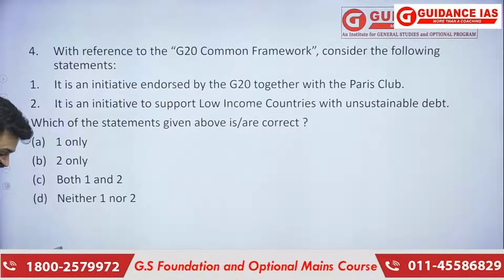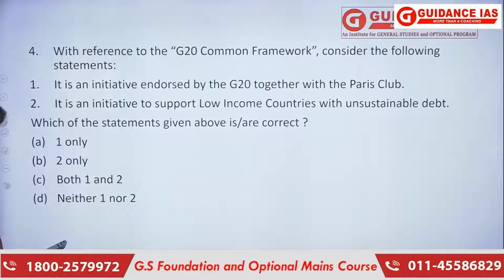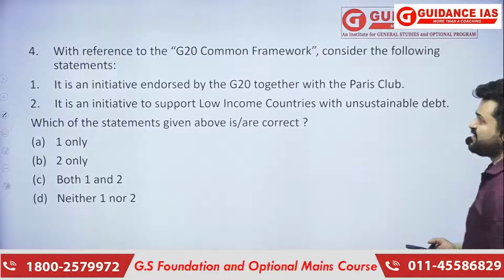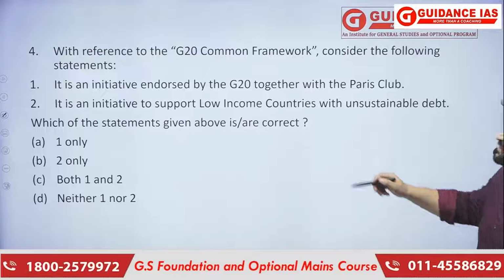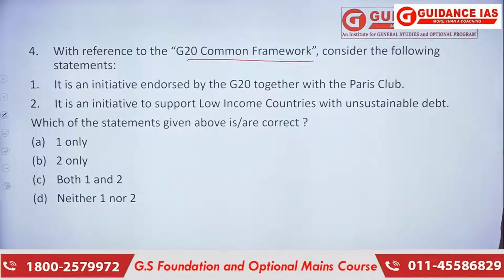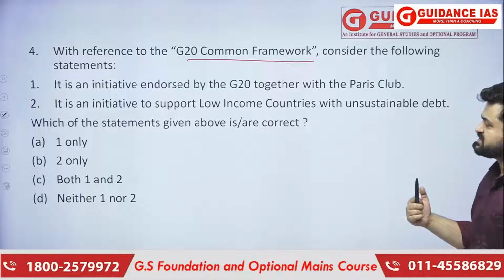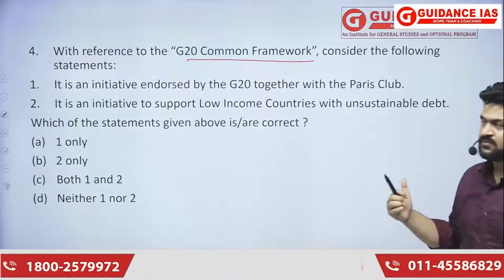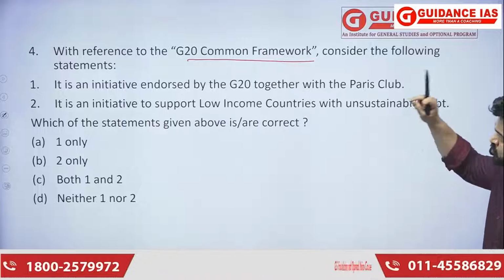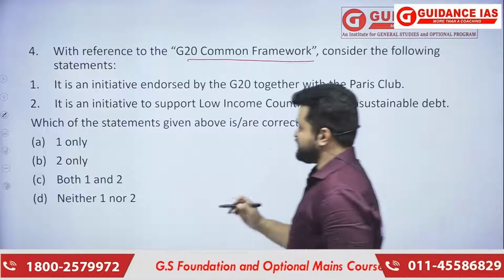Next, with reference to G20 Common Framework, consider the following statement. Okay, so this has also been a direct question. It just requires this initiative, because this has been in news in contemporary times, because this framework actually targets low income countries, and many of the low income countries which are facing debt issues, then through this framework those countries are being helped. So for example, just read the first statement first.